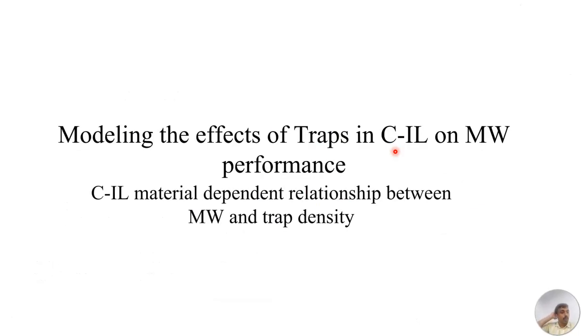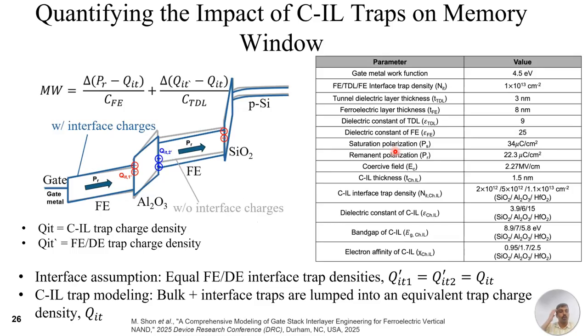Now let us try to understand the effect of traps in the channel interlayer on memory window performance from a modeling perspective. To model the CIL traps and memory window performance, we did 2D Sentaurus TCAD modeling, and we used this memory window equation to model the memory window enhancement. Q_IT prime is the interface trap charge density at the ferroelectric dielectric interface, and Q_IT is the trap charge density in the channel interlayer material.